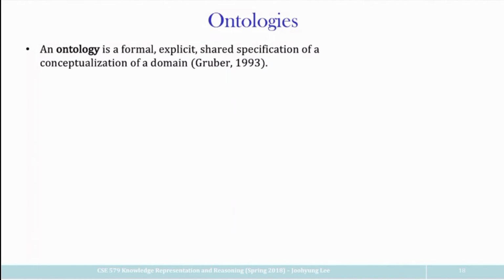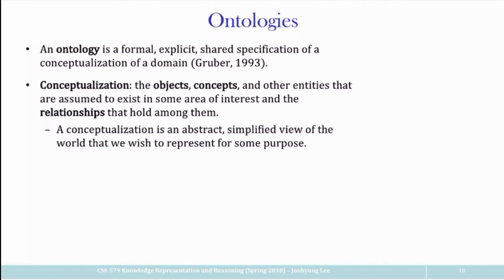So what is an ontology? It's not the philosophical term, but it has been transformed into computer science terminology in some different ways. So an ontology is a formal, explicit, shared specification or conceptualization of a domain. So what is a conceptualization? It consists of the objects and concepts and other entities that are assumed to exist in some area of interest and the relationships that hold among them. So basically, you just talk about objects and relations, and that sounds somewhat similar to what you learned before.